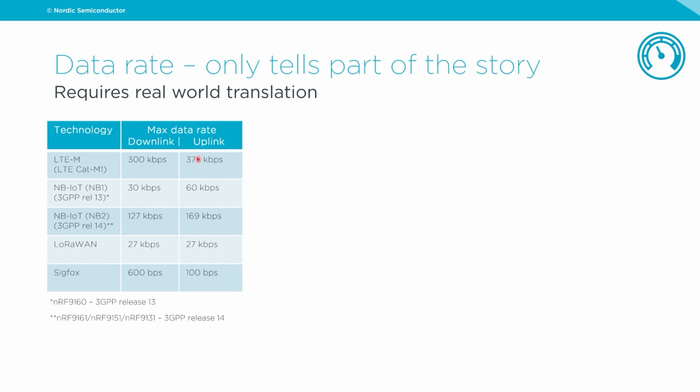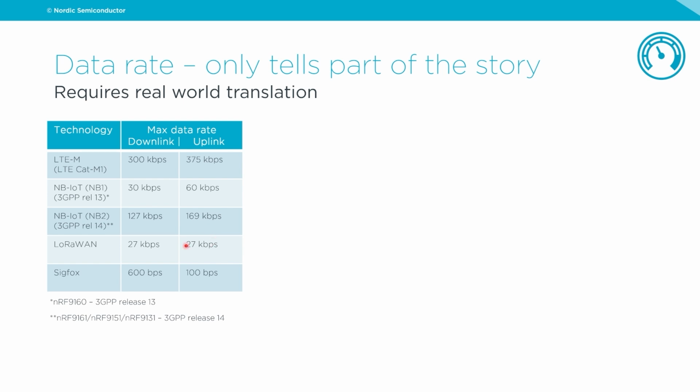Uplink being from device to the internet or gateway, whichever that may be, and downlink being the other way, so from gateway or from the internet down to your device. Then we have NB-IoT, which has evolved over time. NB-IoT, that was introduced in 3GPP release 13, had 30 kilobits per second for downlink, 60 for uplink. NB2, which is in 3GPP release 14, has increased that significantly. So we have 127 kilobits per second of downlink and 169 of uplink.